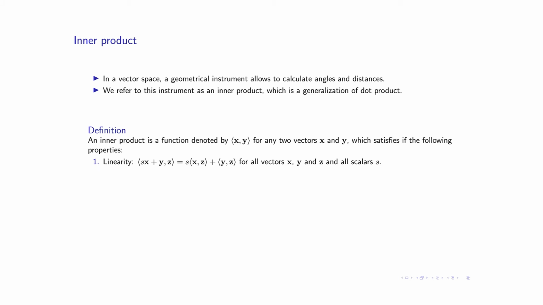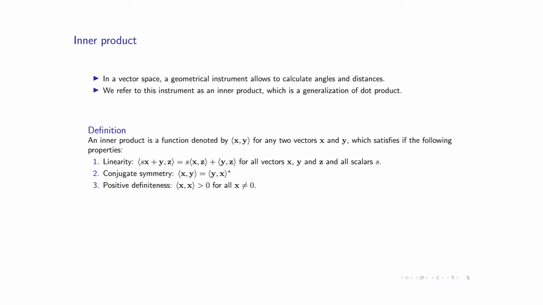The first one is linearity in x, which means that this equality should be satisfied for all vectors x, y, and z, and all scalars s, where s is a real number. The second one is conjugate symmetry. That means that if you change the order of these two, you should get the complex conjugate of this number, because the inner product could be a complex number. In most cases in this course it is a real number, but if it is complex, when you change the order, you should get the complex conjugate.